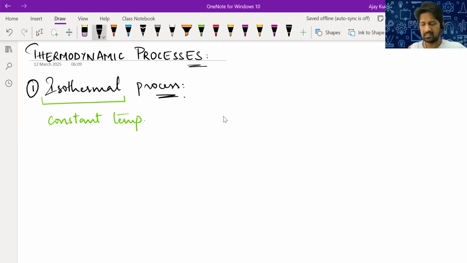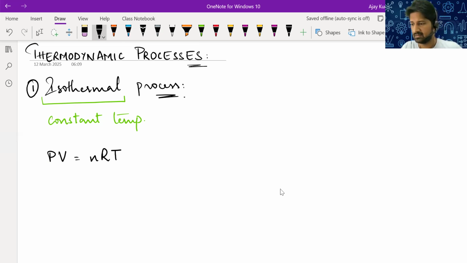Now see, as far as your syllabus is concerned, the only system we are going to be learning about is an ideal gas. Being an ideal gas, the gas will have to obey the equation PV = nRT. Let's discuss all the terms. P is the pressure of the gas, V is the volume, n is the number of moles, R is the universal gas constant, and T is the absolute temperature.